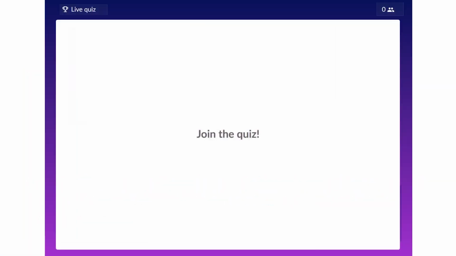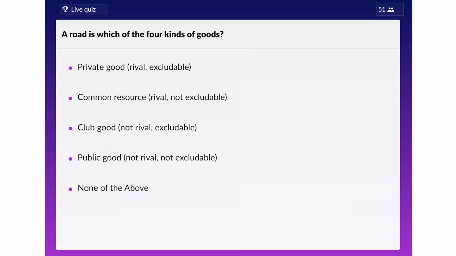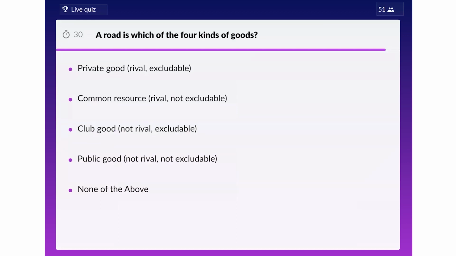So, okay, here's the quiz. A road is which of the 4 kinds of good? Private good, common resource, club good, public good, or none of the above. And note that you can make more than one answer.